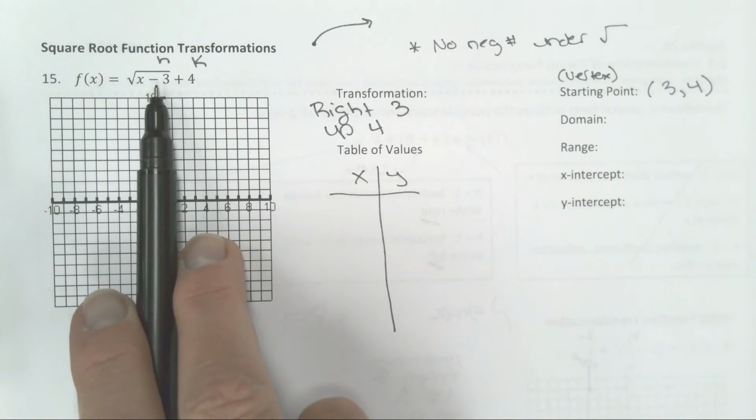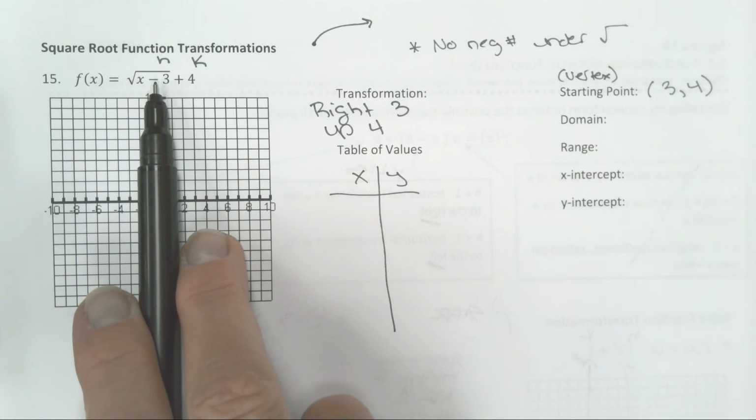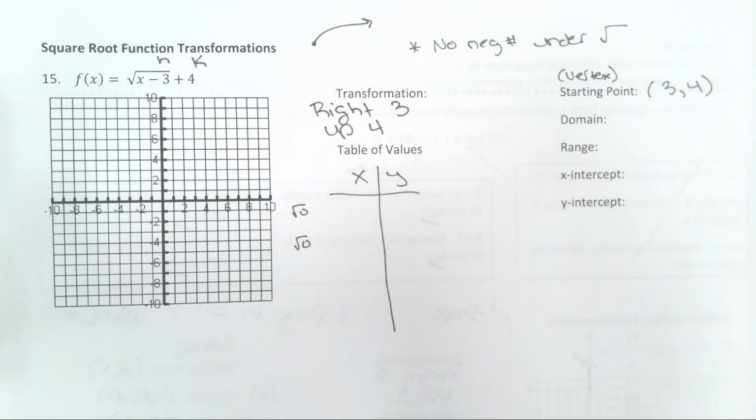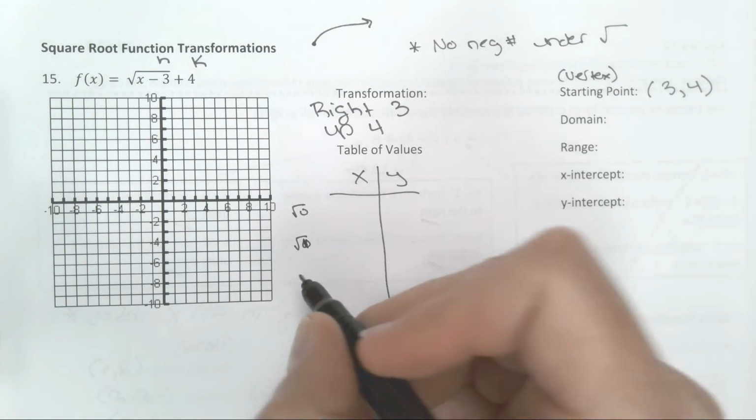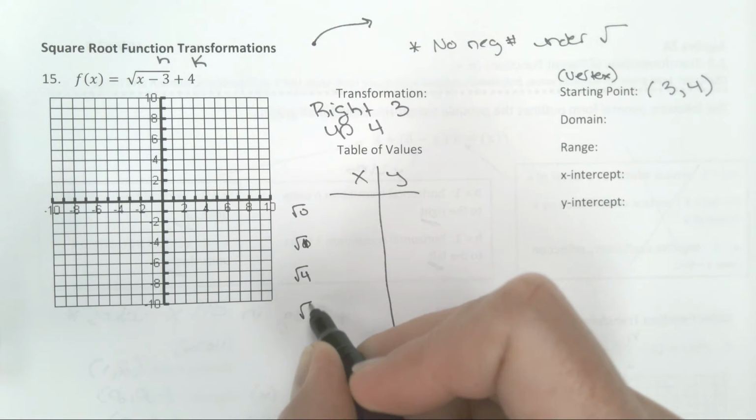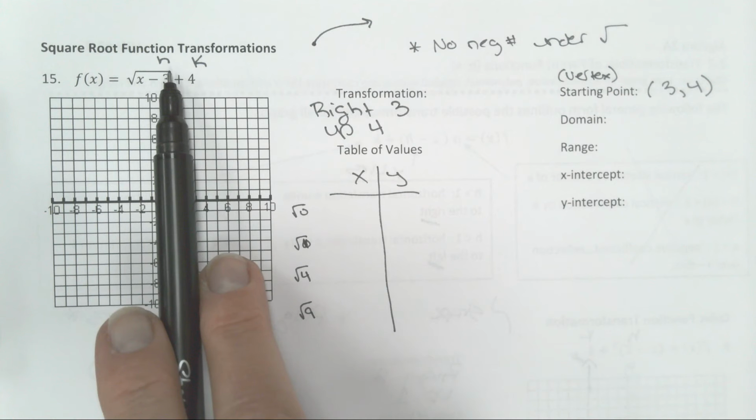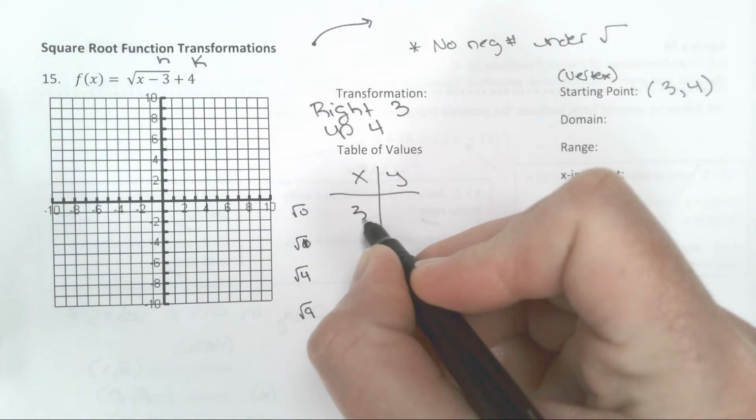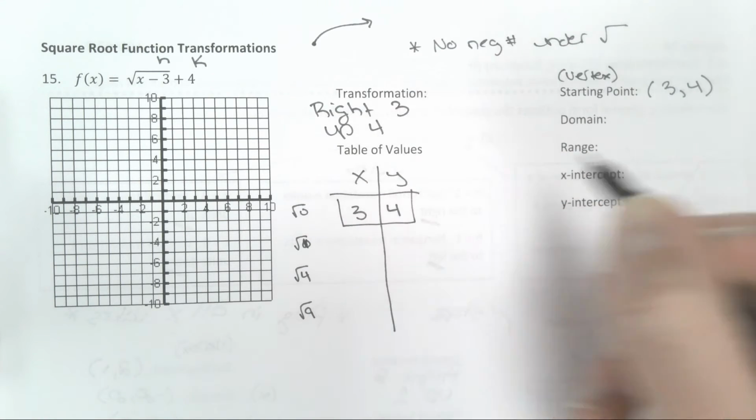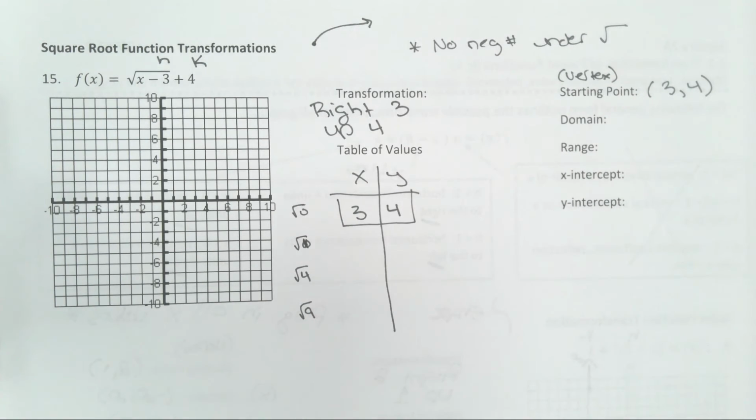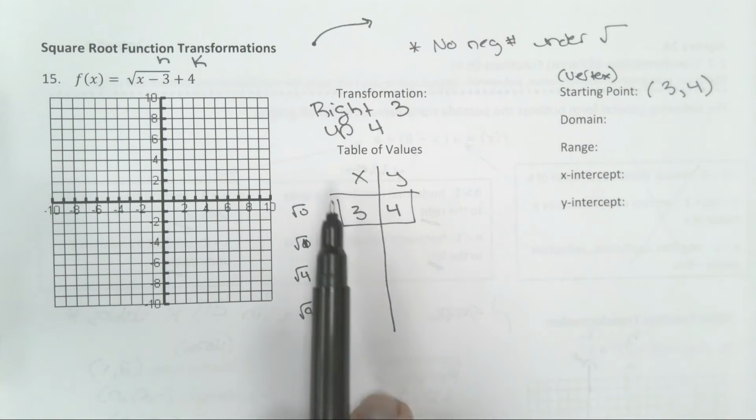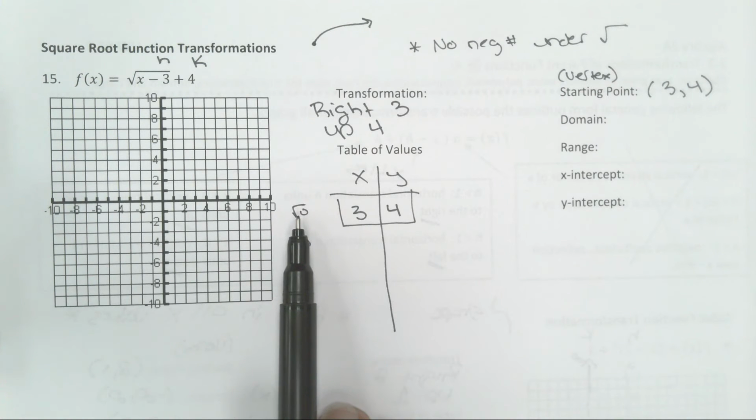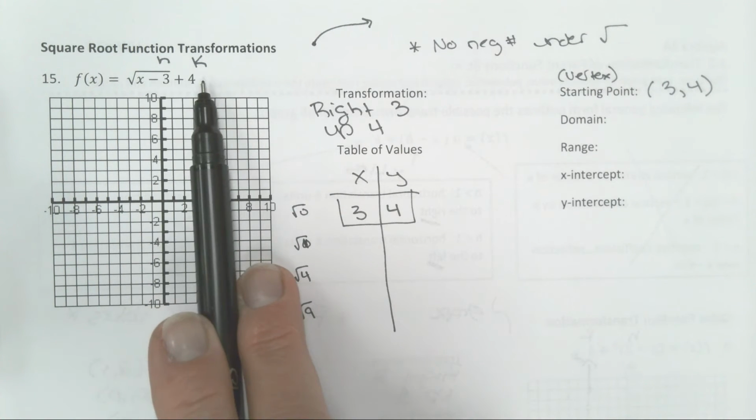Since I'm going to end up taking the square root of a number, I would like to choose values that are perfect squares. My first couple perfect squares are 0, 1, 4, and 9. So I'm going to choose x values that add up to these. 3, 4, your starting point is always going to be your first value, because if x is 3, 3 minus 3 equals 0. And the square root of 0 is 0, plus 4 is 4.